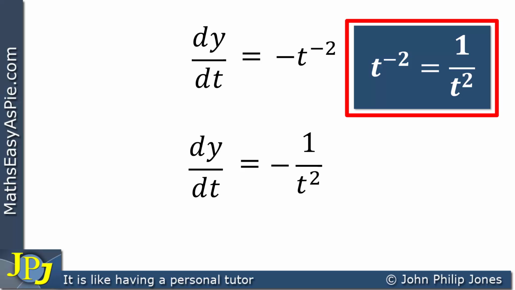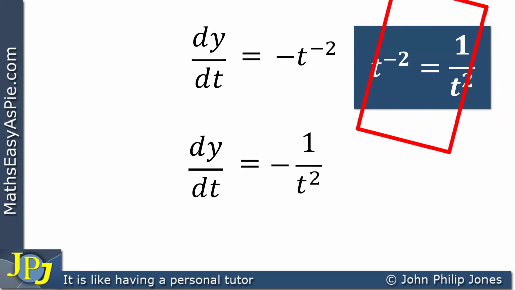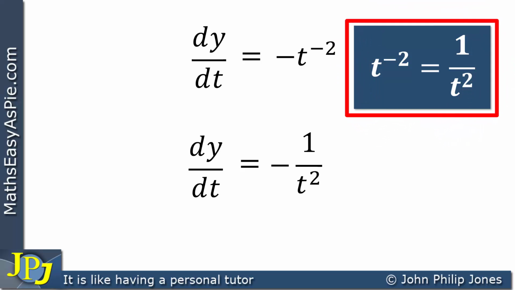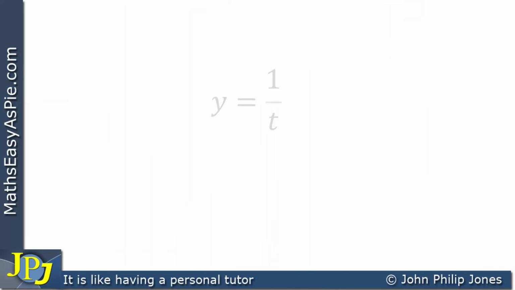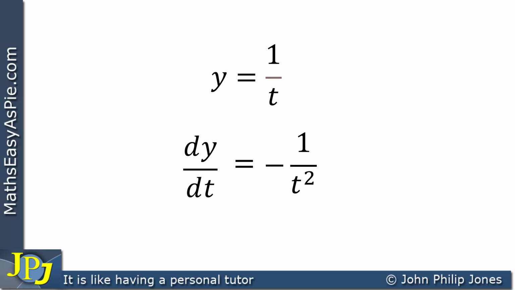Now I say knowledge base because you should be able to see these quickly, but you need to understand them as well. So I recommend you do some work on indices if things like this baffle you a bit. So we have just shown that y equals 1 over t can be written, when we differentiate it, as dy/dt equals minus 1 over t to the 2.